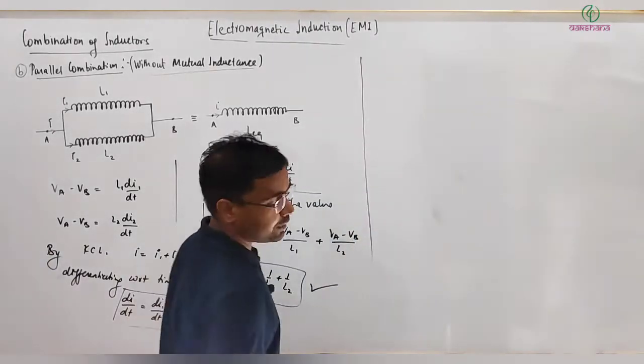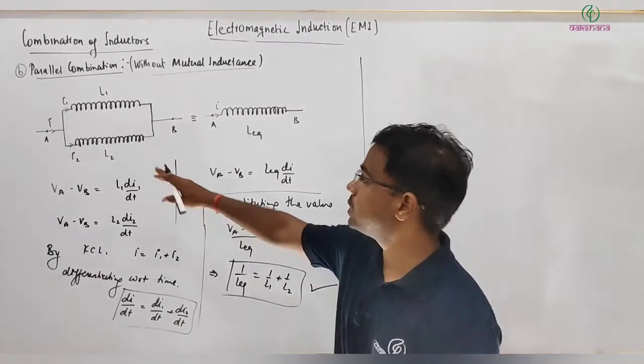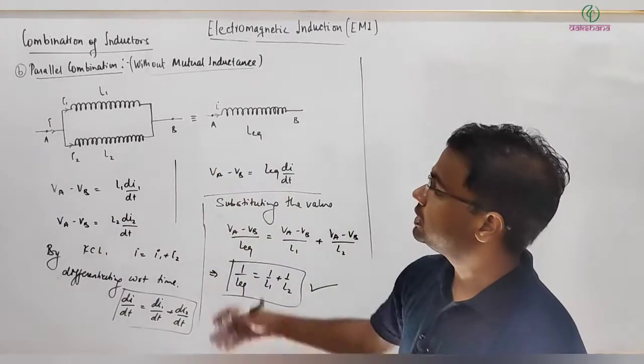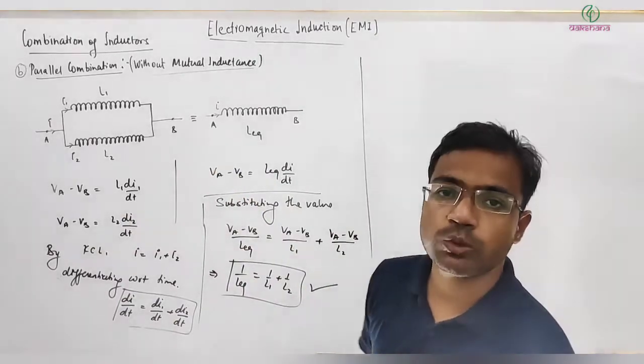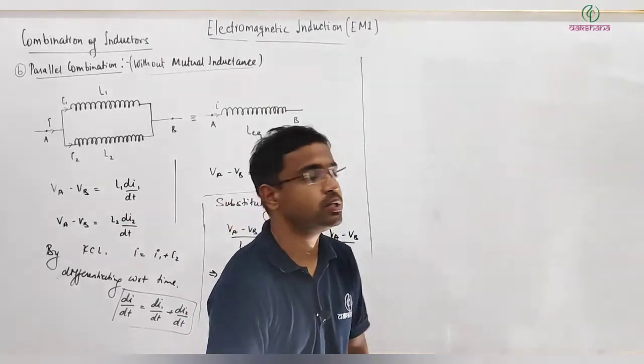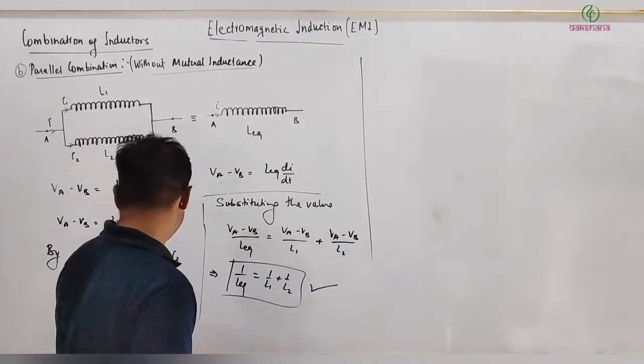Sometimes we need to find how the total current I divides between inductor 1 and 2. So we need to have a relation for I1 and I2, which we can get.